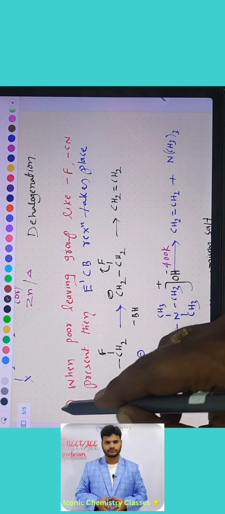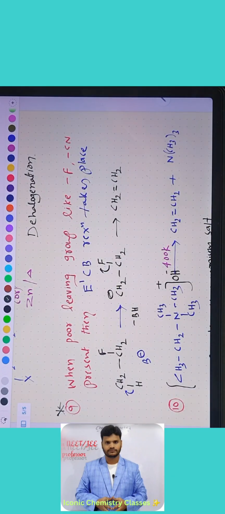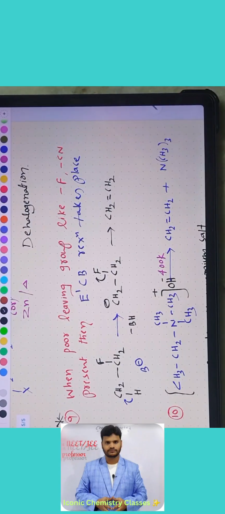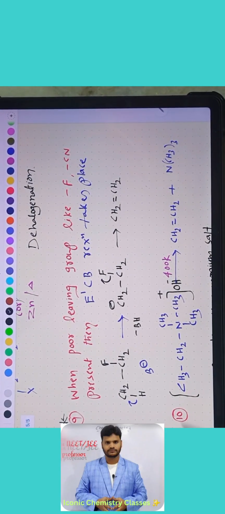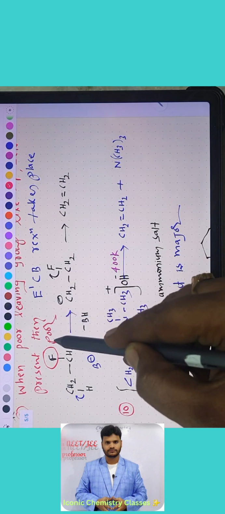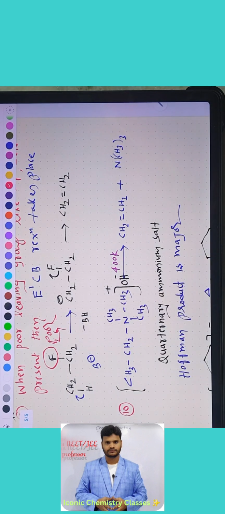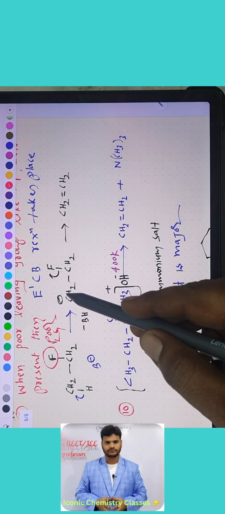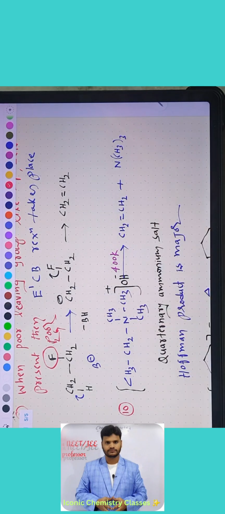Next, very important point, the 9th point. When there is a poor leaving group, like fluoride or cyanide, if a poor leaving group is present, then the E1cB reaction takes place. Conjugate base, unimolecular elimination conjugate base reaction. Clear? Which leaving group here? F is a poor leaving group. Then which mechanism takes place? E1cB. Clear? E1cB means you will get an intermediate carbanion. Finally, you will get the alkene only. Just have a look, you can understand.